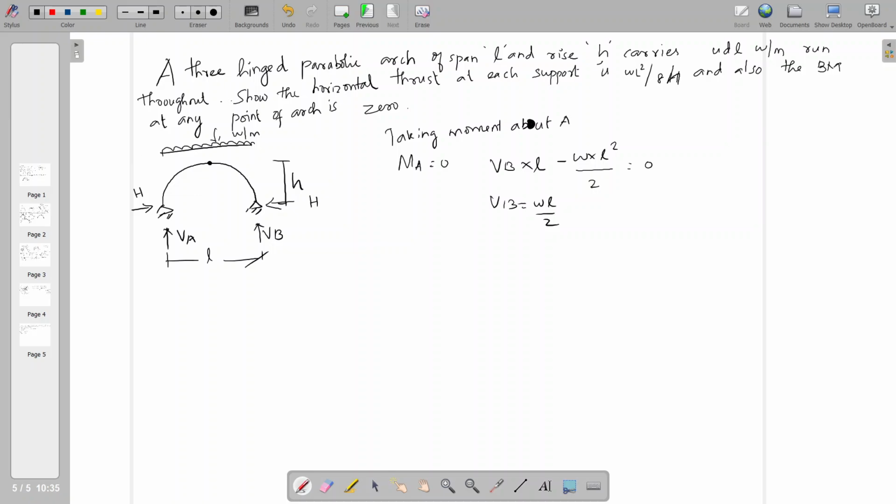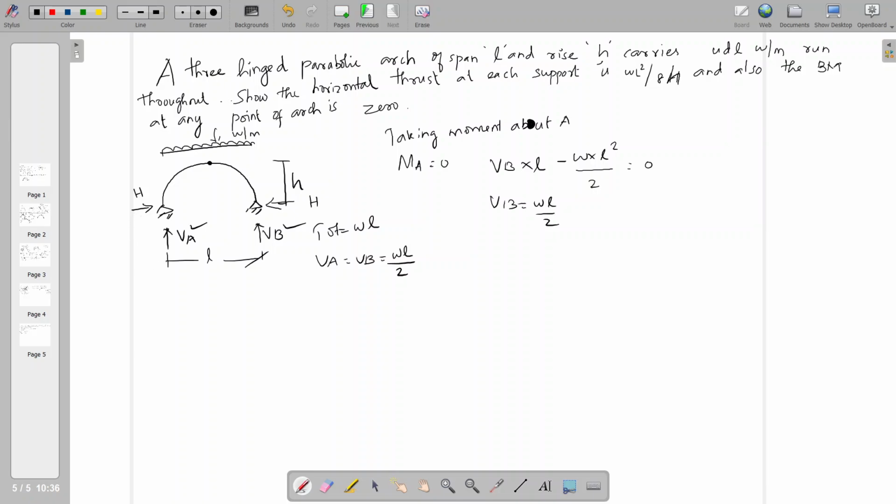Otherwise, we can simply calculate the total load, which is equal to W into L. W into L is the total load. The load is symmetric, so VA as well as VB equal to WL by 2, that is total load by 2. So we have calculated VA and VB.